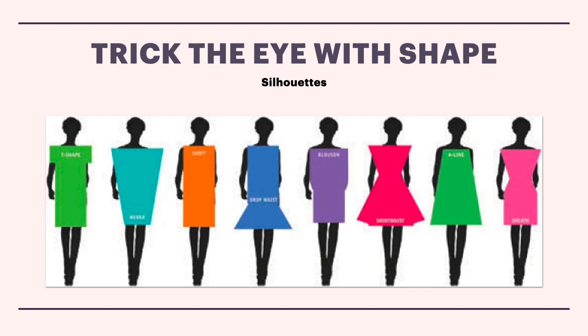So how to trick the eye with shape? Particularly, let's talk about silhouettes. So as a reminder, silhouette is also the shape of a garment. So it is best possible to correct proportions by using silhouettes because of the opportunity provided to accent, conceal, and reveal different body parts. T-shaped silhouettes accent the shoulders to offset wider waist and hips.